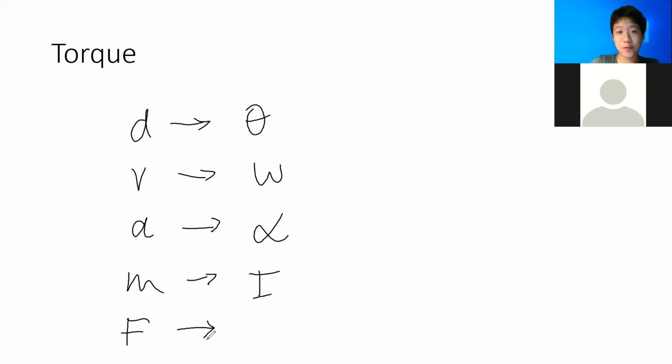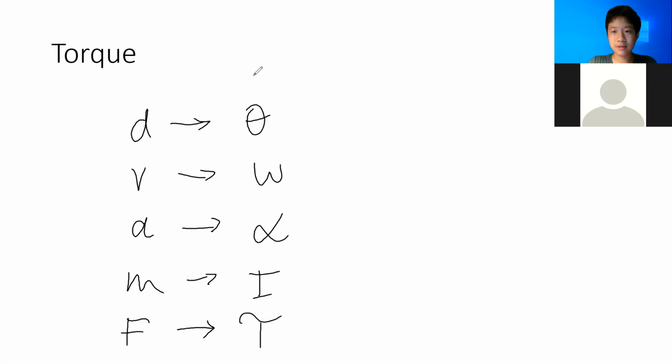What is the substitute for force? That's where torque comes in. Torque is the substitute for force, and we write it with a tau. I like to write it with a squiggly line T, just to not confuse it with other things that have a T, like period, which is a T as well. So that is what torque is. Torque is the angular usage of force.